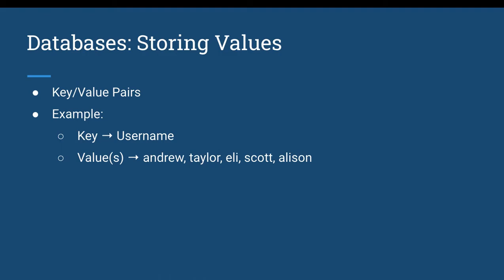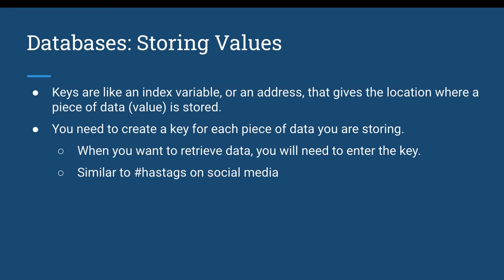So another topic: how do databases actually store values? A very common form of storing a value in a database is something you would call a key value pair. The key is the reference, or sort of the index, with which you would find all the values. It's like the location or the address. So if we had a key called username, the associated values could be just one, like my name, Andrew, or a lot of names like Andrew and Taylor and Eli and Scott and Allison or whoever else. You can have more than one value associated with the username, but they're generally stored together.